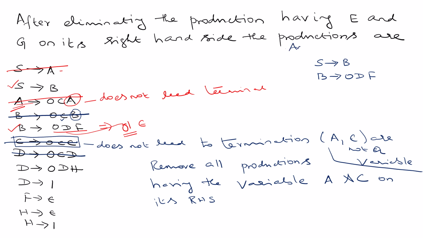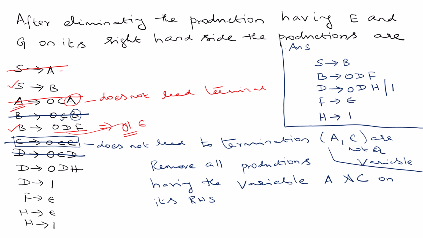So our answer, the equivalent CFG for the PDA, is: S implies B, B implies 0DF, and then D implies 0DH or 1, and then F implies epsilon, and H implies 1 or epsilon. So this is the final answer we are obtaining for the given PDA. So thank you.